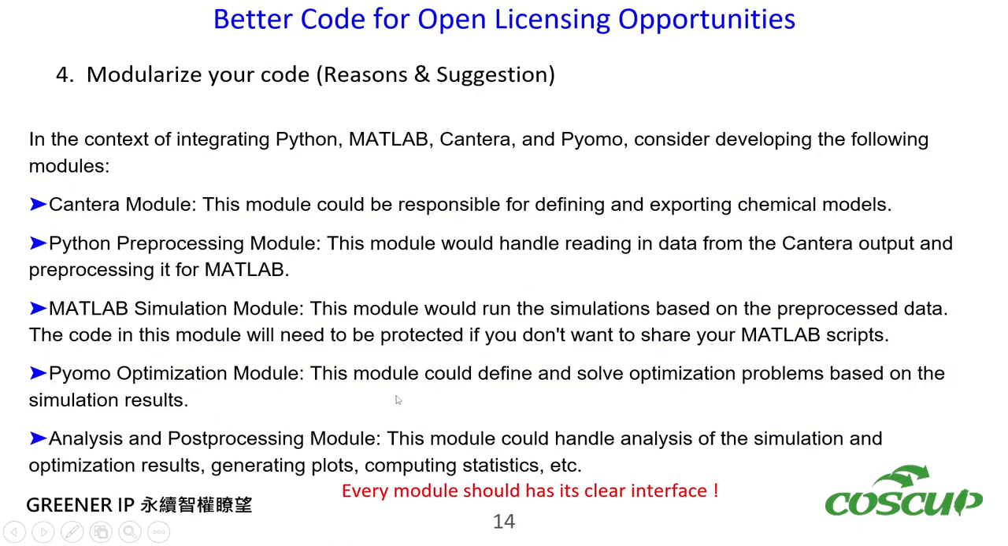And number four is modularize your code. The reasons for doing that include, first, code maintainability. The first advantage of modular programming is that it increases code maintainability. When you divide your code into modules, you can update or fix errors in one module without disturbing the others, making it easier to manage and update. And there are also code reusability and reduced redundancy, collaboration, and open licensing opportunities.